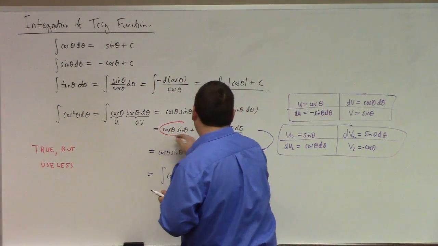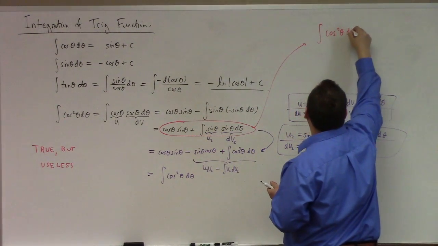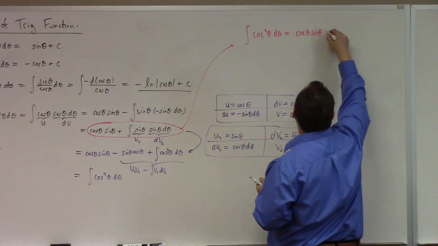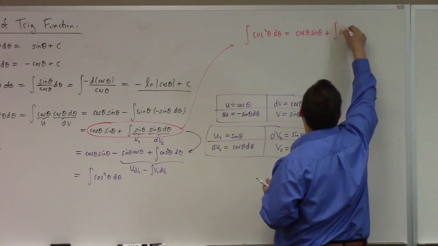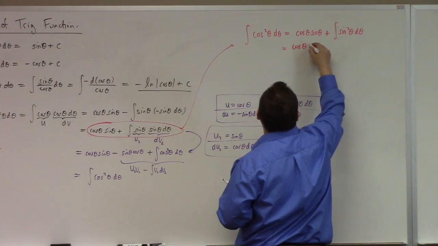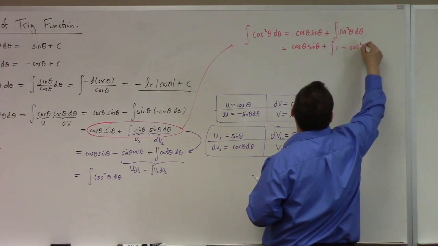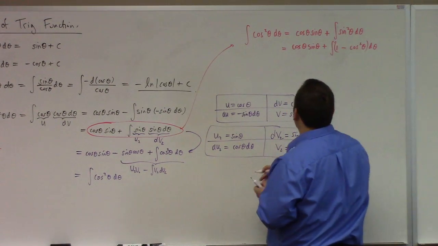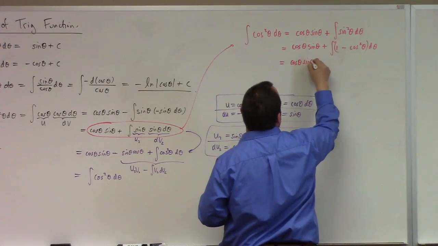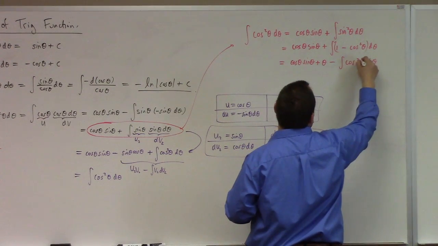So if I go back to here, I have the integral of cosine squared theta d theta equals cosine theta sine theta plus the integral of sine squared theta d theta. Now, the integral of sine squared theta is very much related to the integral of cosine squared. I can trade this for 1 minus cosine squared theta d theta. Agreed? Now we're in business, because this gives me cosine theta sine theta plus theta minus the integral of cosine squared theta d theta, and there we go.